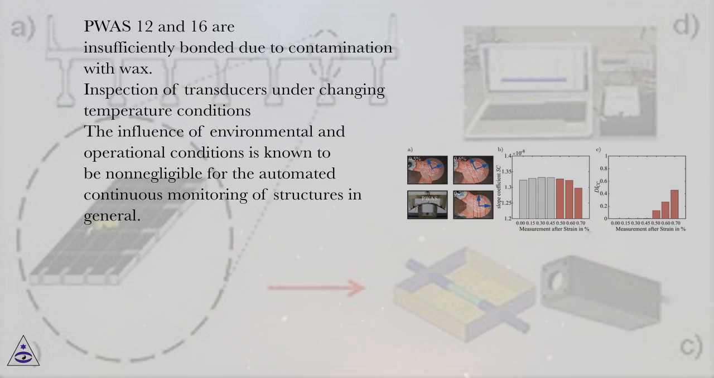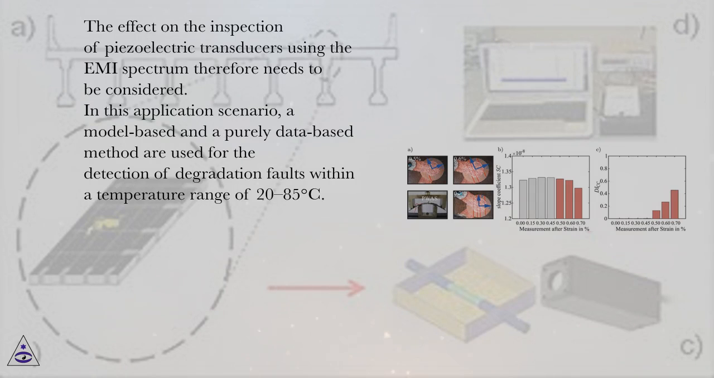The influence of environmental and operational conditions is known to be non-negligible for the automated continuous monitoring of structures in general. The effect on the inspection of piezoelectric transducers using the EMI spectrum therefore needs to be considered. In this application scenario, a model-based and a purely data-based method are used for the detection of degradation faults within a temperature range of 20 to 85 degrees Celsius.